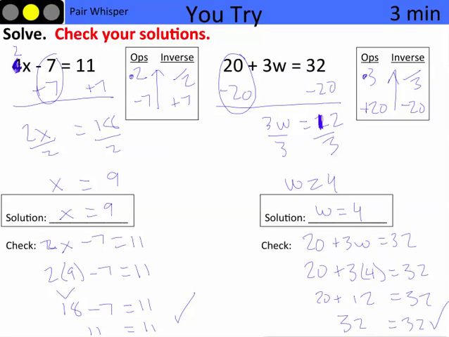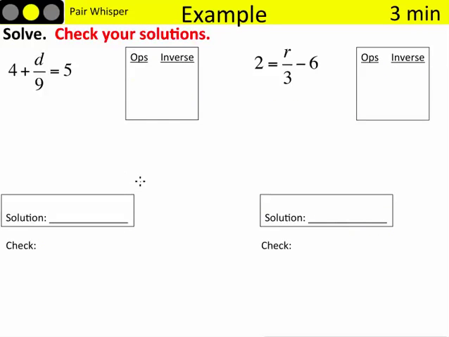Alright, let's try a couple more examples. So, here we have a variable d, and there's two operations. It's first being divided by 9, and then added by 4. So, the inverses of addition are subtraction, and the inverse of division is multiplication. So first we're going to subtract 4 from both sides of the equation.